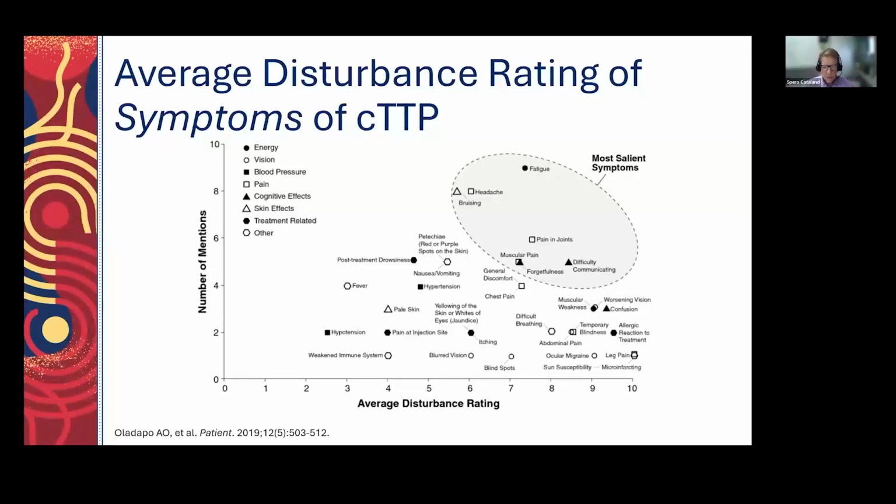They were asked to rank them on a disturbance rating, the average disturbance rating, so 0 to 10, with 10 being the greater disturbance. So what you can see here in the surveyed patients is the number of mentions, as well as the length or the severity of the disturbance. And really what you see is the most salient symptoms that are reported by patients are fatigue, headache, joint pain, forgetfulness, difficulty communicating, which is likely connected to the forgetfulness, as well as bruising. There are many other symptoms that you see, but these are the ones that were more commonly and more readily reported by patients.